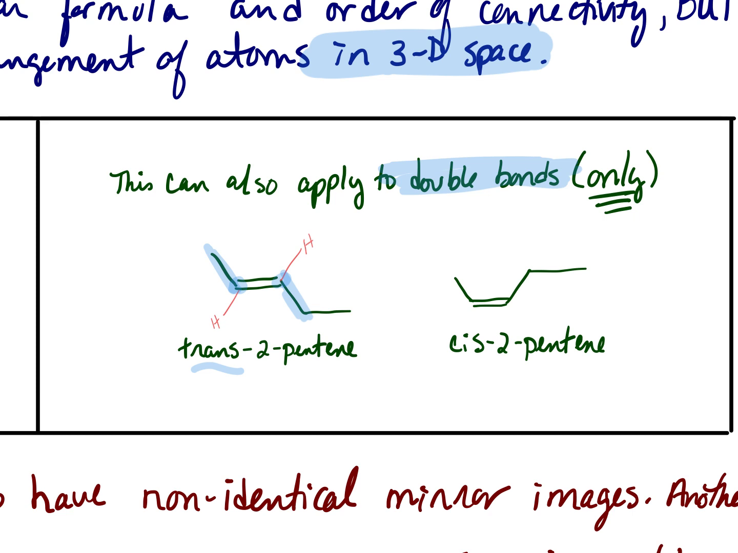So what you have here is the 2 carbons involved in the double bond. One of them has a carbon going in one direction, the other one has a carbon going in the other direction, or a substituent going in the other direction, and that's what makes that trans.